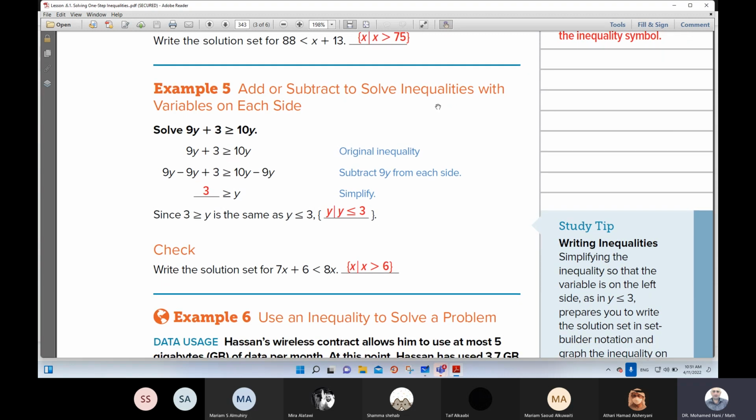Add or subtract to solve inequalities with variables on each side. Solve 9y plus 3 greater than or equal to 10y. We can keep y alone on this side, or we can keep y alone on this side. The same idea. In this example, we will keep the y on this side. So we want to remove 9y from this side. To remove 9y, add the inverse, negative 9y, here and negative 9y here.